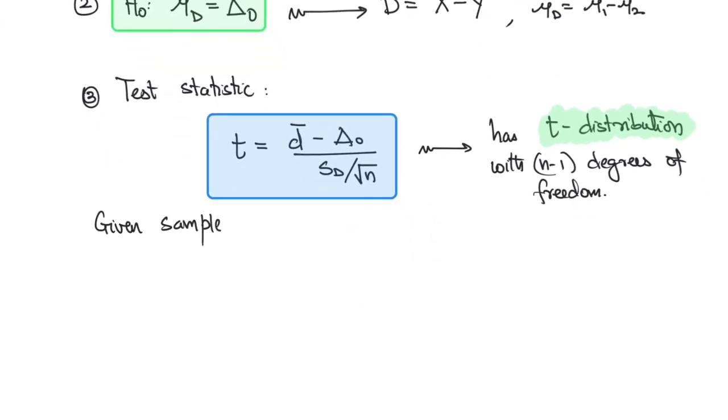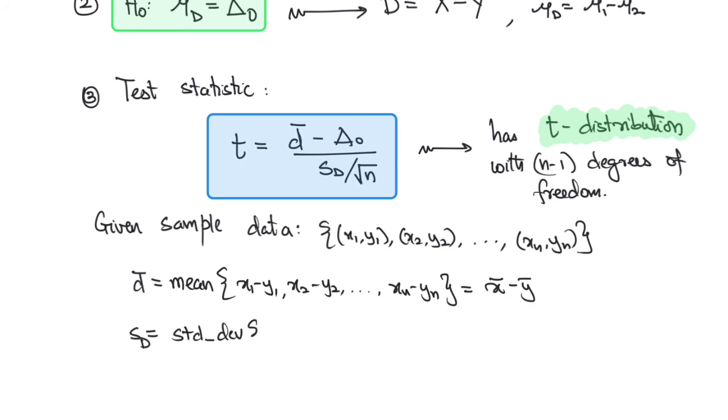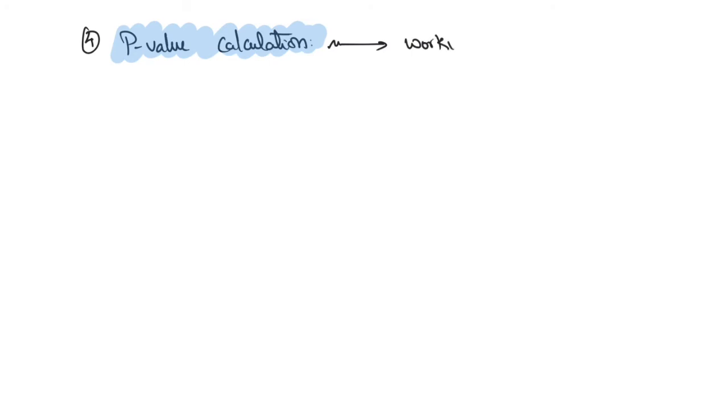Given sample data consisting of pairs x1, y1, x2, y2, up to xn, yn, d bar is the mean of the differences x1 minus y1, x2 minus y2, all the way up to xn minus yn. This is exactly x bar minus y bar. And sd is the standard deviation of the differences x1 minus y1 up through xn minus yn. In this setting, the p-value can be calculated by working with the t distribution with n minus 1 degrees of freedom. There are three possible alternative hypotheses.